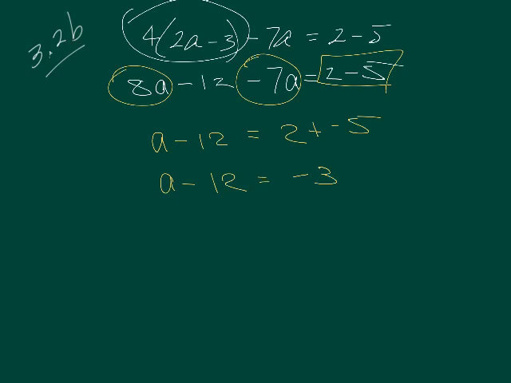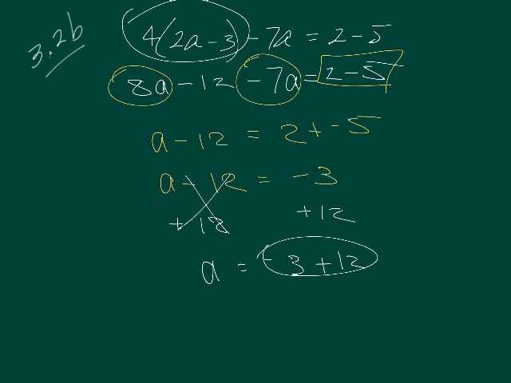All right, so now I have a minus 12 right here that I have to get rid of so I can isolate it. So I'm going to add 12 to this side, and I'm going to have to add 12 to this side. Makes those go away. And I have a equals negative 3 plus 12. Signs are different, so I take the difference between those two numbers and put the sign of the largest number on my answer. And in this case, it's positive, so a equals 9. And that is it for the lecture on 3.2.